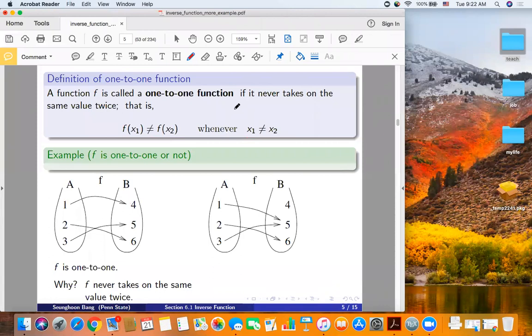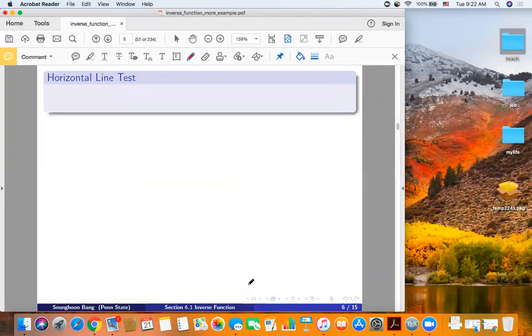What about this function? Is it one-to-one? No, not one-to-one. Because f takes on the same value twice here, at 1 and 3. f takes on the same value twice, so this is not one-to-one.